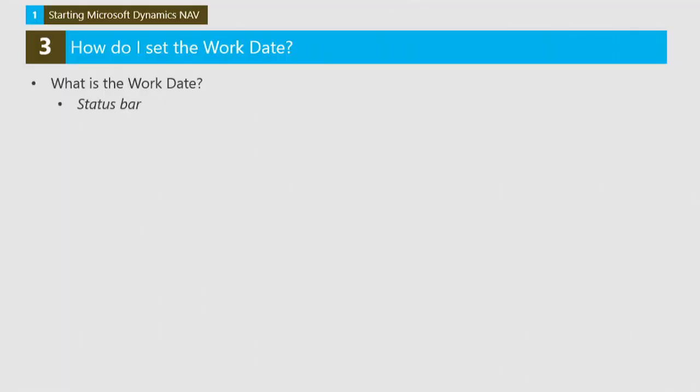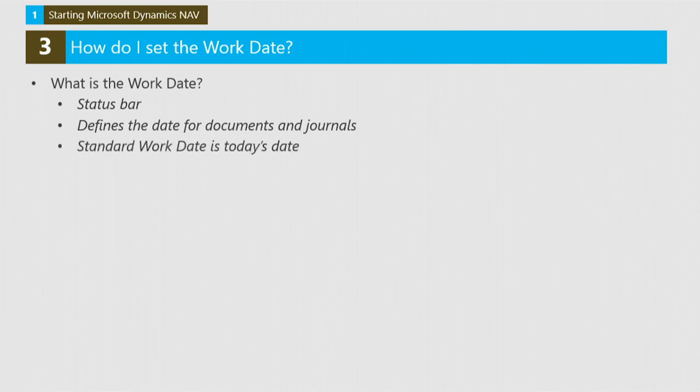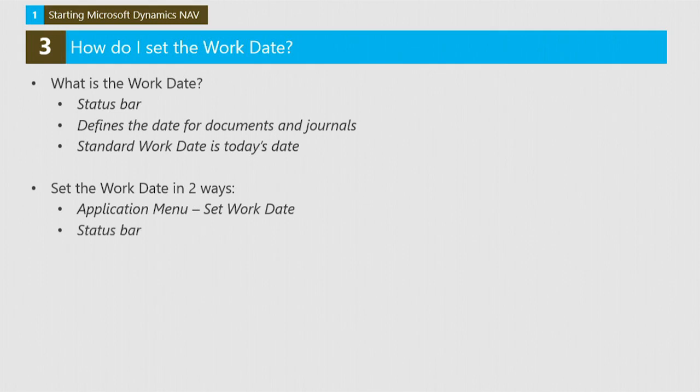So we just saw in the application that we can find the work date in the status bar, and that the system will use it to define document dates and posting dates in documents and journals, and that the standard work date normally is today's date. I've also showed you that there are two different ways to change the work date. The first one by going to the application menu and using the set work date function, and the second one by clicking on the work date in the status bar.